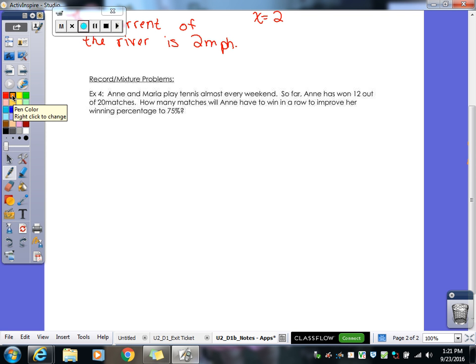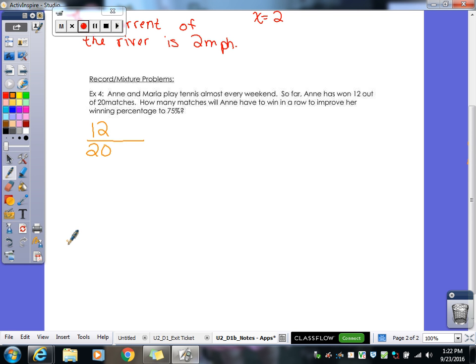So far, Anne and Maria play tennis almost every single week. Anne has won 12 out of 20 matches. They want to know how many matches will Anne have to win in order to improve her winning percentage to 75%. So we don't need a box for this one. The way we're going to set this up is the amount of games she has won over the amount of her total matches so far. So far she's won 12 out of 20.